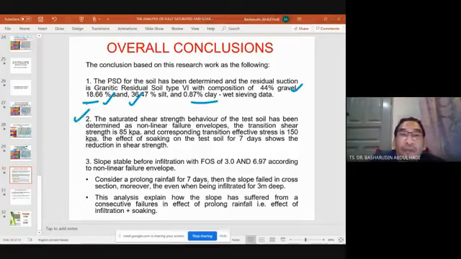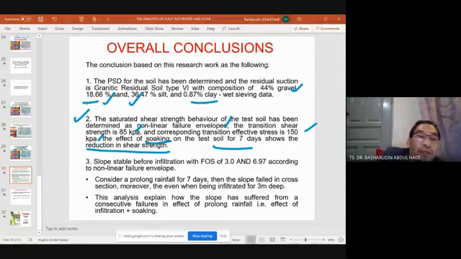For the saturated shear strength behavior, the test has been determined as nonlinear failure. Yes, we can have one that is nonlinear, another one is the Terzaghi straight line. The transition shear strength is 85 kPa and the corresponding transition effective strength is 150 kPa. The effect of soaking the test for 7 days and also the infiltration reduce the shear strength of the soil, so you must understand this one. And number 3, the slope is stable before infiltration with factor of safety of 3.0 and 6.97 according to the nonlinear failure envelope.